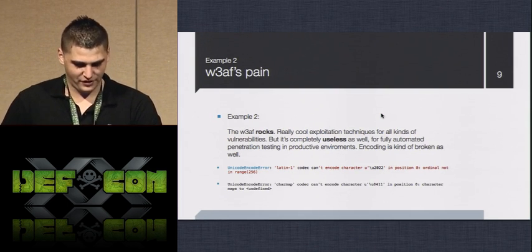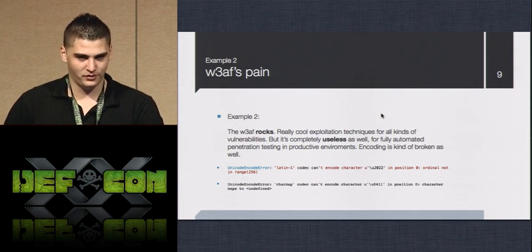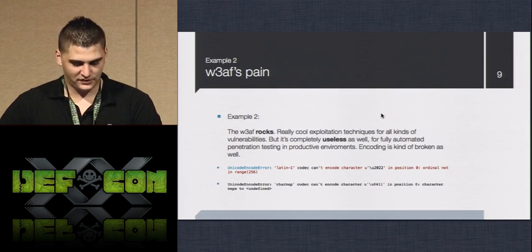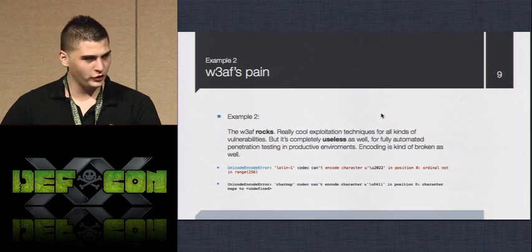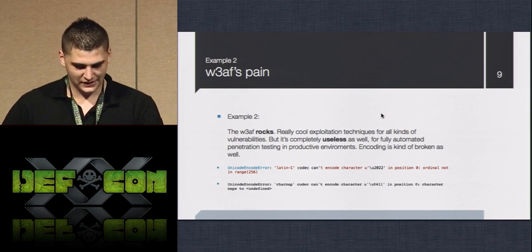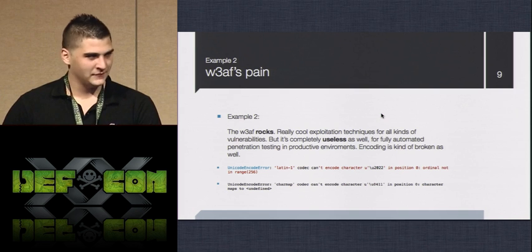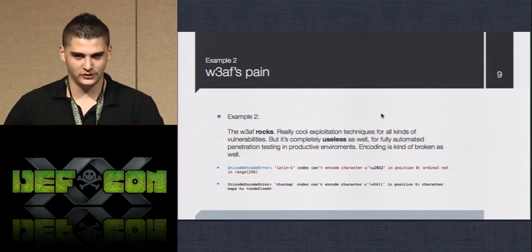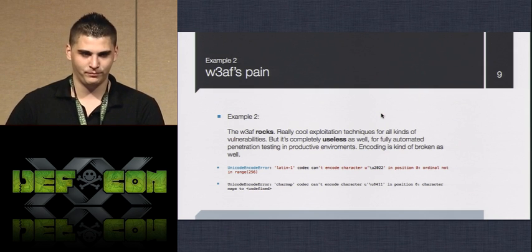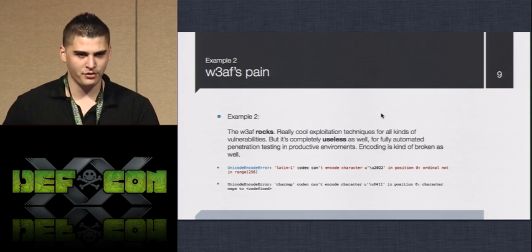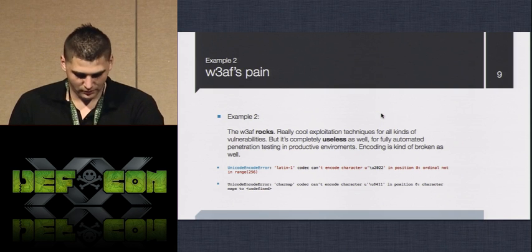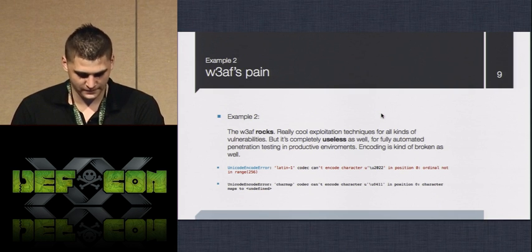A second example for that problem is W3AF. Perfectly modular, it's Python code, really cool plugins, really cool stuff. But the core of W3AF is an HTTP library. In fact, it's just urllib from Python with an additional security layer. So it's the same problem in the very end.